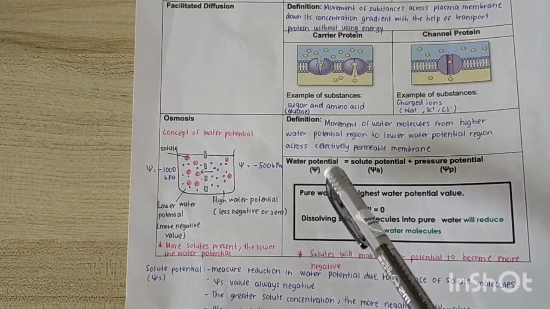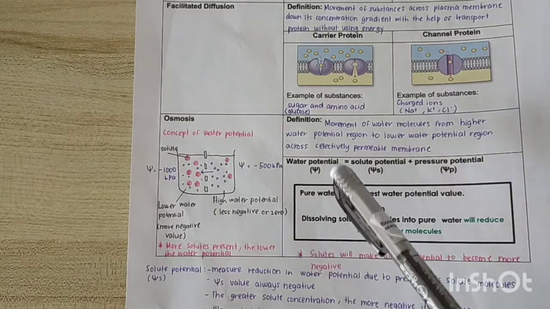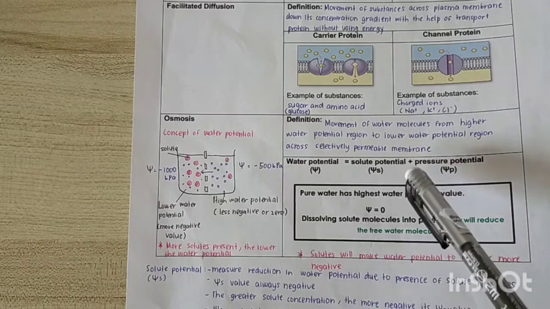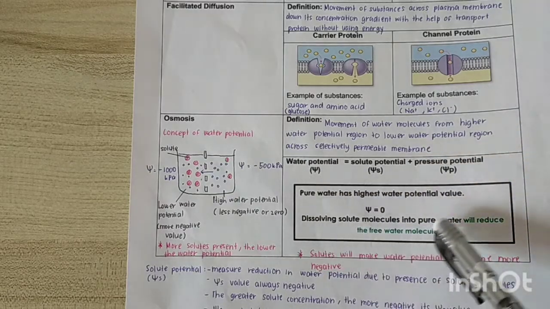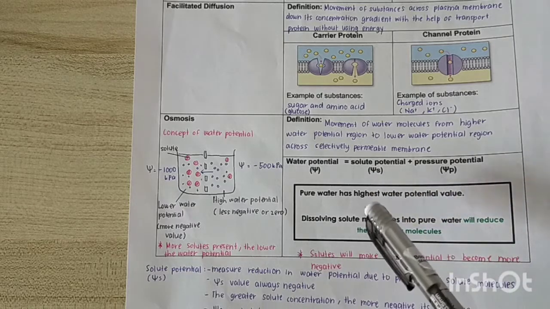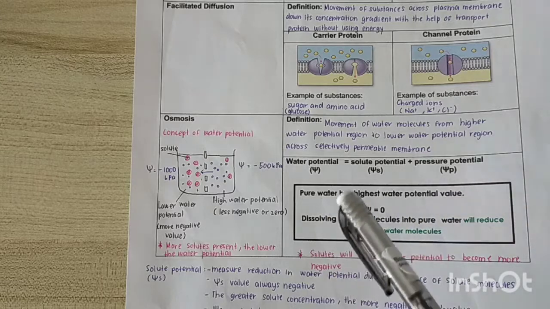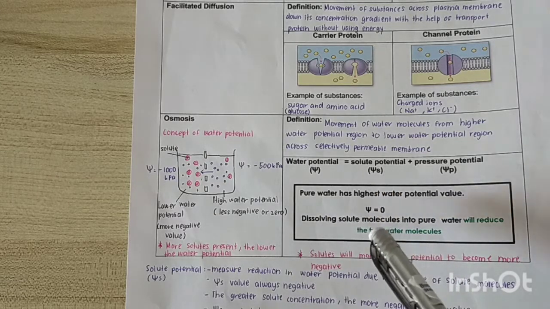Okay, so how to get the water potential? So what is the formula of the water potential? Water potential is equal to solute potential plus pressure potential. Okay, so kalau kita tengok based on this one, the water potential of pure water is equal to 0. Pure water means in that water it does not contain any solute.